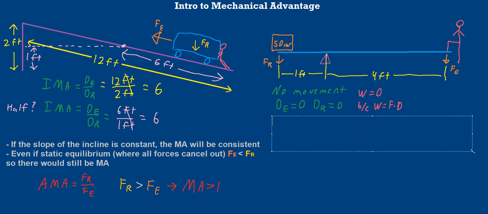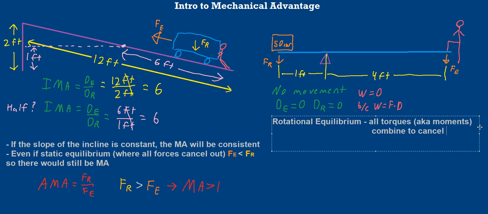And we've talked about rotational equilibrium before, but let's go ahead and define it. We hit on it a little bit in an earlier video, but we haven't actually taken the time to define it. So rotational equilibrium is where all the torques in a system, and torques are also known as moments, so we'll go ahead and write that out, AKA moments, all combine to cancel out so that there's no rotation.